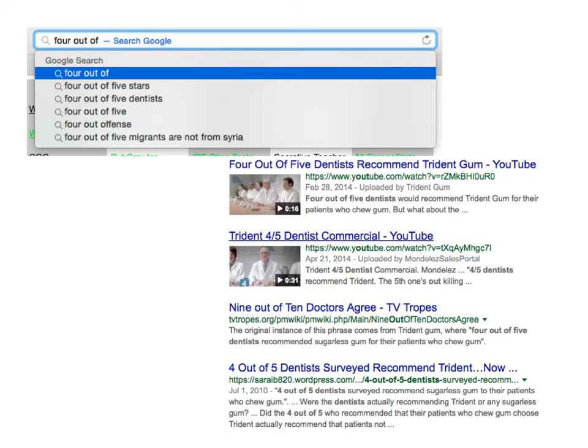So what is it that 4 out of 5 dentists are doing? Well, apparently, according to the results, they're recommending Trident gum, or they're recommending a particular type of toothpaste. You've seen the commercials, probably, right? 4 out of 5 dentists recommend you rinse before you floss, whatever. What does that mean? It's supposed to convince us to do something, right? These are advertisers trying to make us buy their product.